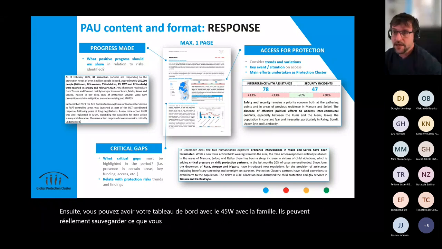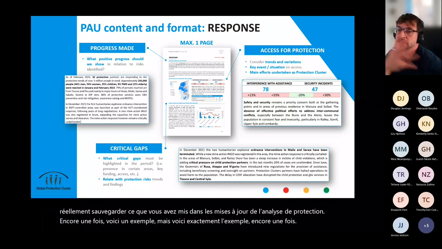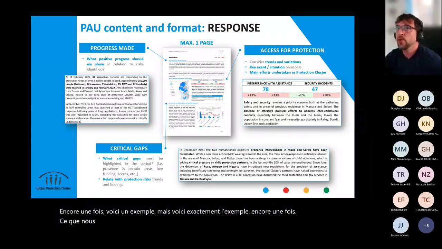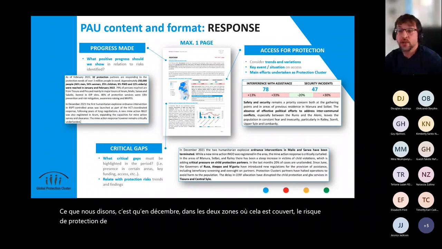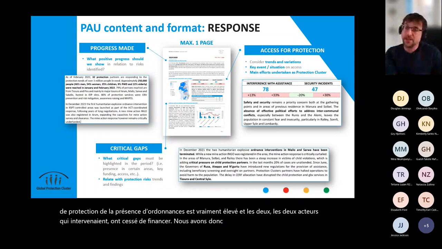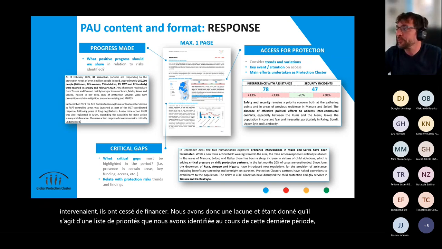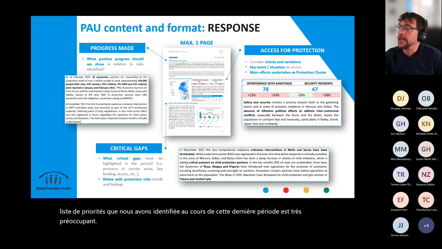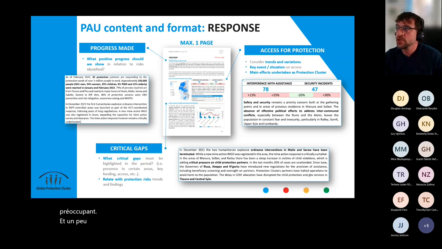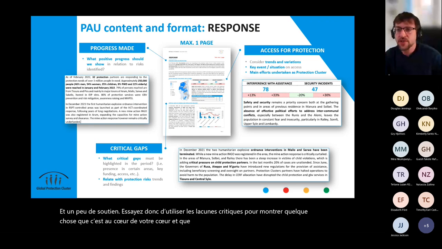Again, here is an example where we are saying that in December, in two areas that are covered, where the protection risk or presence of ordnance is really high, the two actors that were intervening stopped funding. So we have a gap. And considering that it's a priority risk that we identified in this last period, it is a very, very concerning gap. And so on and so forth. So try to use the critical gaps to show something that is close to your heart and extremely important to show, so you can really use it flexibly.